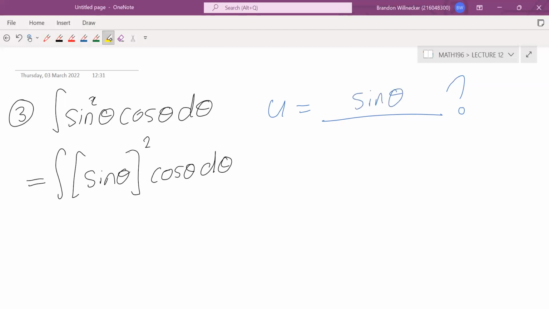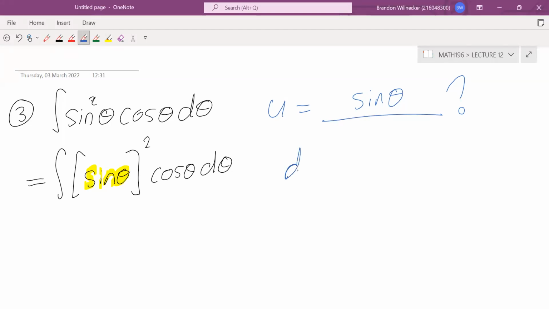Sine theta, because we see that it's inside here. Okay, so it's inside the brackets with the squared. So we should let that be u because it's some inside function. So again, there's no fixed rules, but typically if it's an inside function like we have here, then that should be u. Okay, so yeah, you're right. So u equals sine theta.